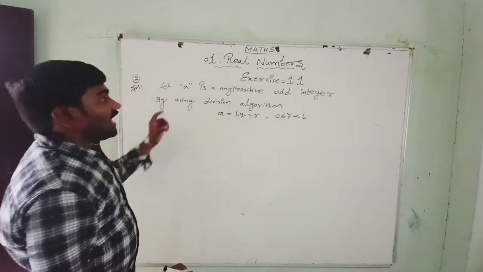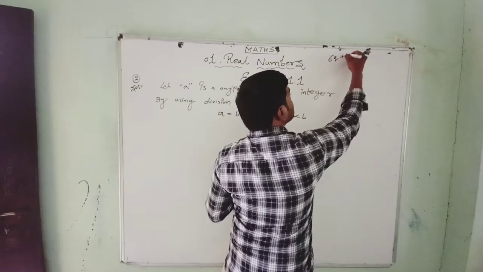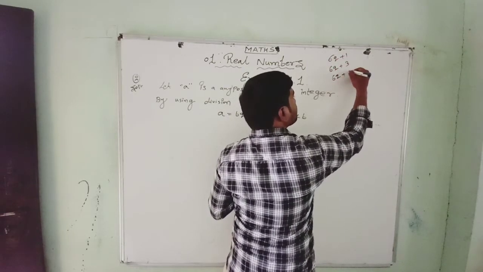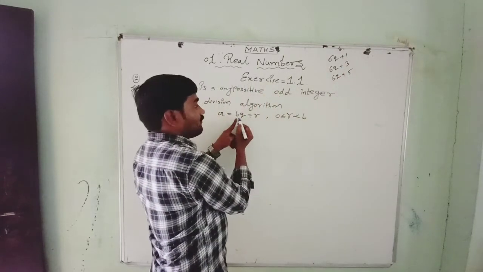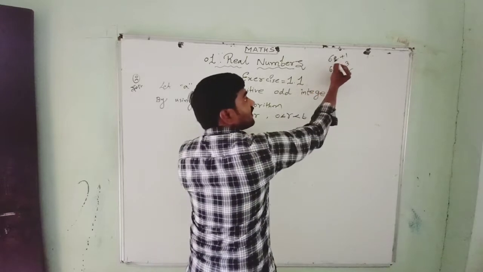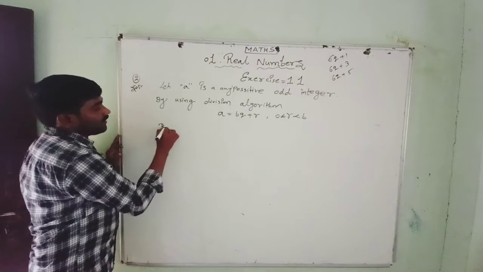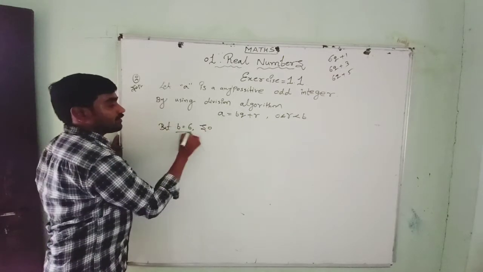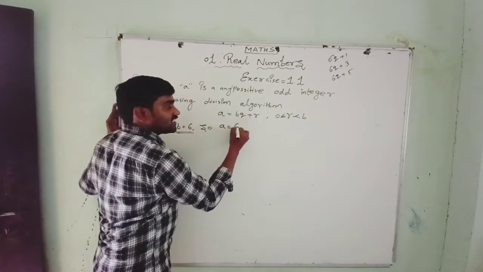But as he said, we have to prove that a is of the form 6q + 1, 6q + 3, or 6q + 5. These 1, 3, 5 are remainders, because it is in the form of bq + r. There, what is the b value? It is 6. So b equals 6, and in the place of b you write 6.